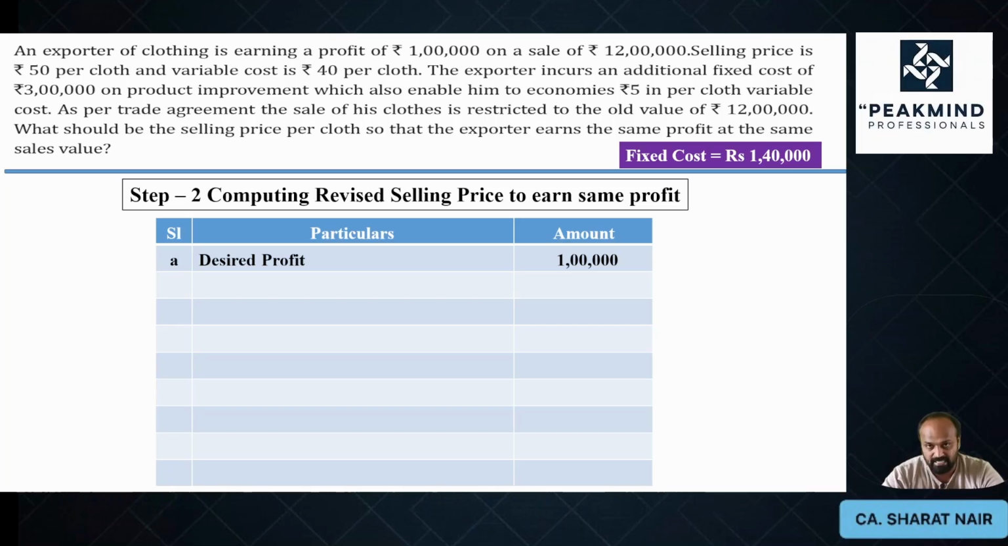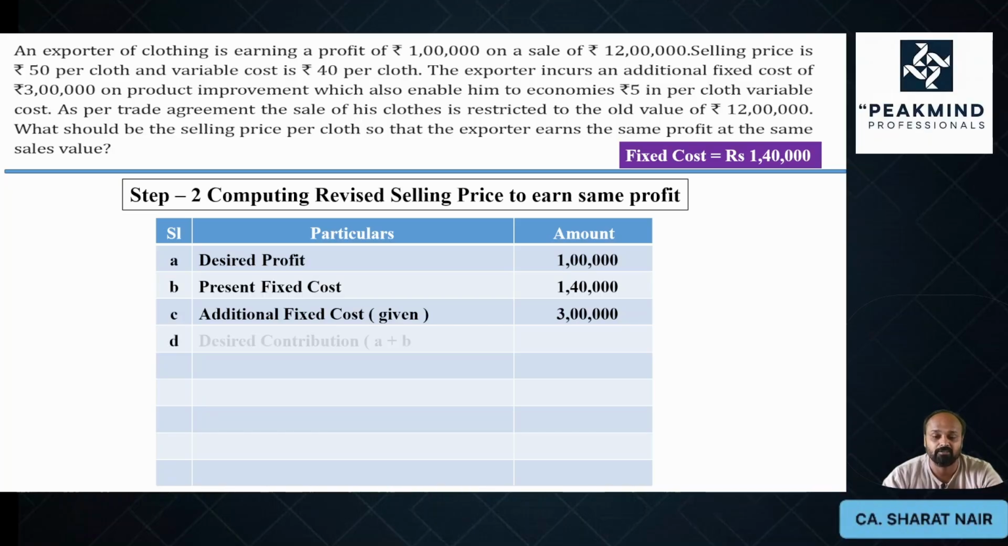Here we are starting the opposite way. Desired profit is 1 lakh. Now, what about fixed cost? Current fixed cost, it is mentioned how much it is. We've just computed this is 1,40,000, plus we will have an additional fixed cost of 3 lakh. So total fixed cost becomes 3,40,000. So what is my desired contribution? Fixed cost plus desired profit, which is how much? 3 lakh plus 1,40,000 plus 1 lakh. It will be 5,40,000.